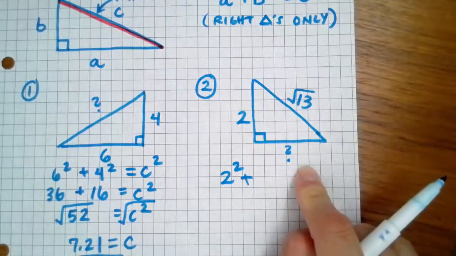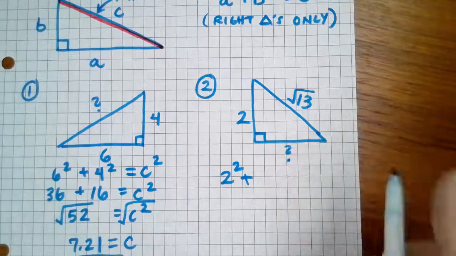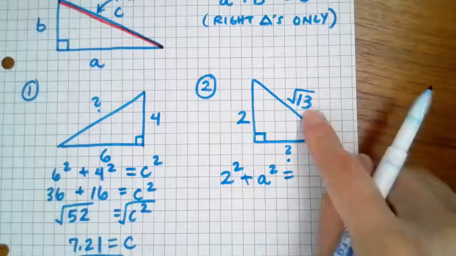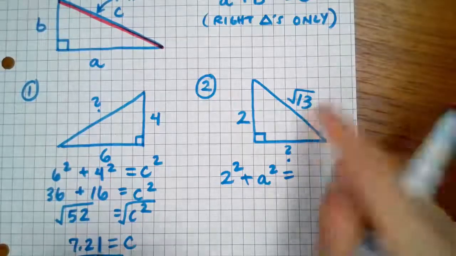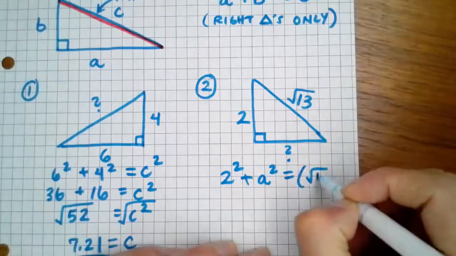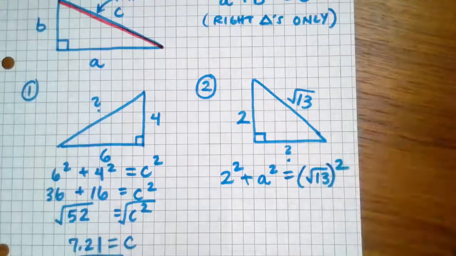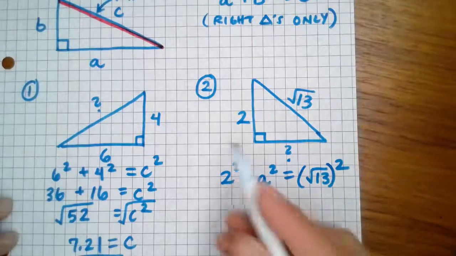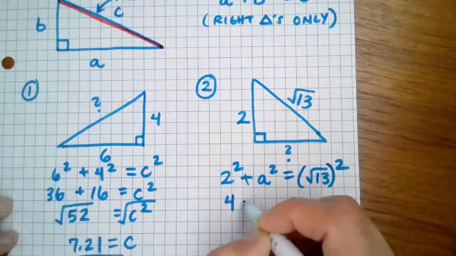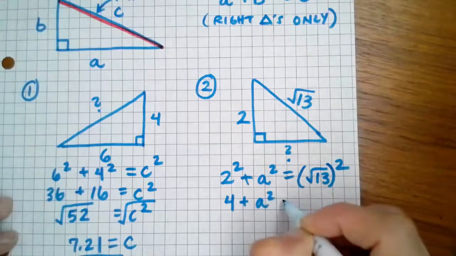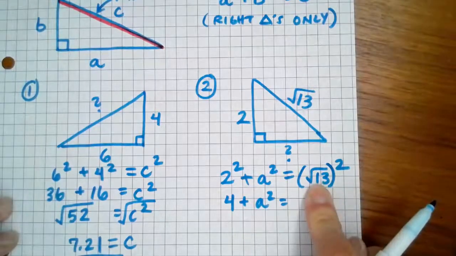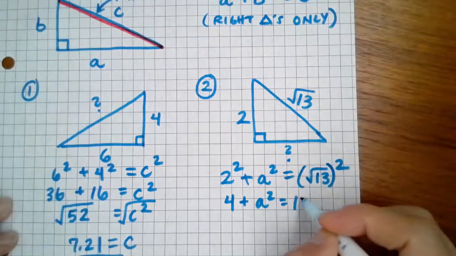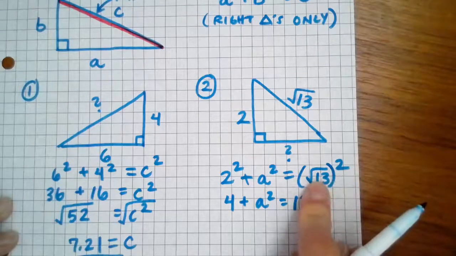So you can choose any variable you want. I'm going to choose the variable a. So that missing side is going to be equal to the hypotenuse squared. The hypotenuse is square root of 13. So square root of 13 squared. Okay. Square root of 2 squared is just 2, plus a squared is equal to 13. Wait, we have 2 squared is 4, so 4 plus a squared is equal to 13. Square root of 13 squared is just going to be 13, because the squaring undoes the square root.